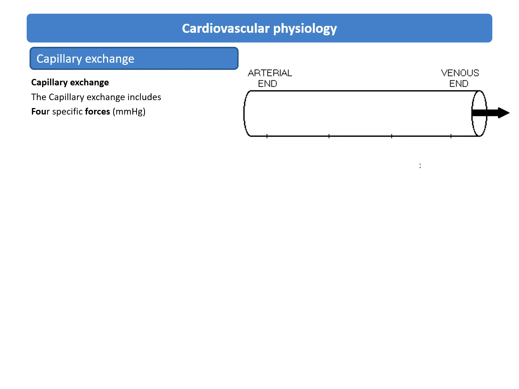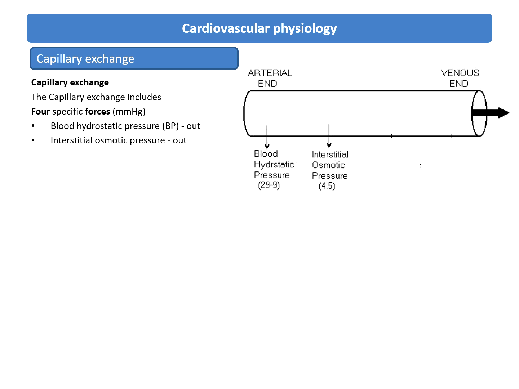Now, it can be kind of complicated because there are 4 specific forces involved. We measure the forces in millimeters of mercury. For example, there's blood hydrostatic pressure. It's a force of pressure in the outward direction. That's just a fancy name for blood pressure.